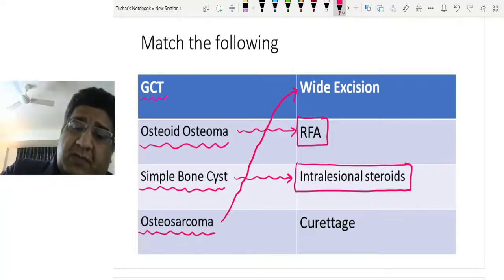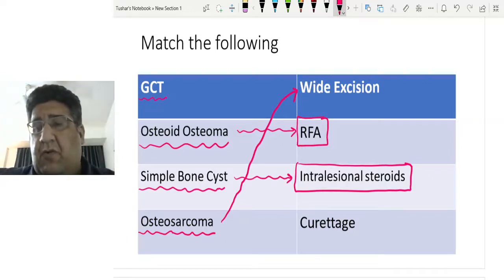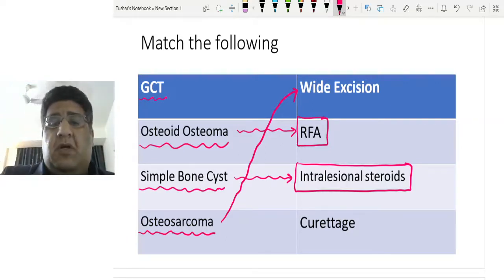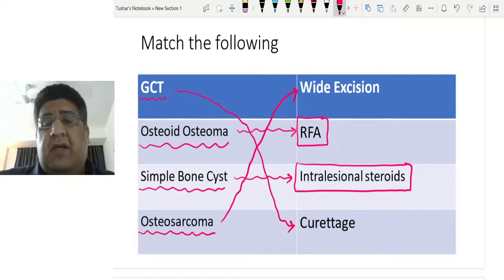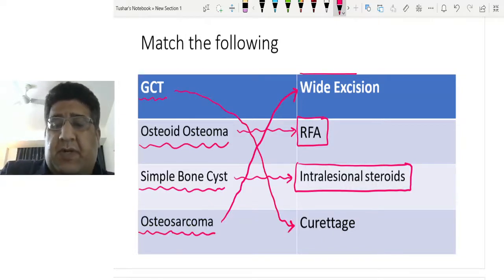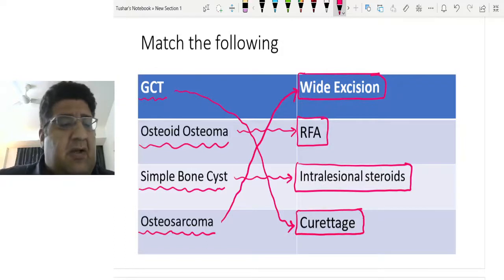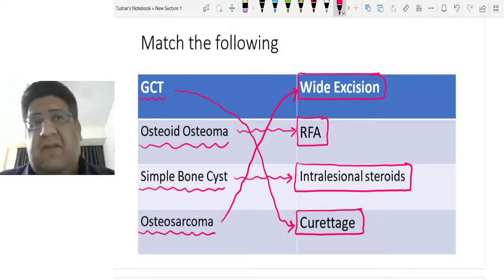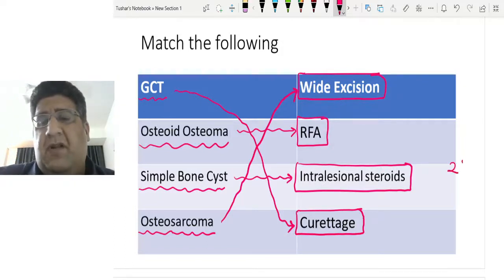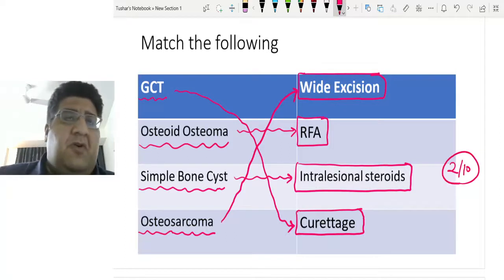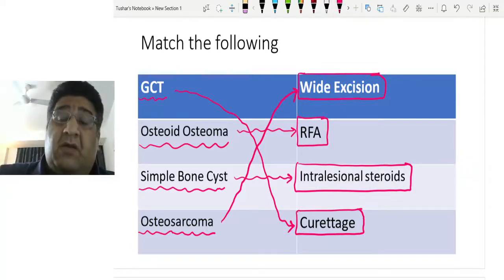GCT, we always mention that we do an extended curettage, and then we put an autograft, that is your own graft, or an allograft, that is from the bone bank. So very simple question with very simple answers. We had discussed almost all of them. There was nothing, again, on a scale of 10 difficulty level, hardly 2 out of 10, nothing much. The majority of the tumors were already covered. Two questions till now, not so difficult.